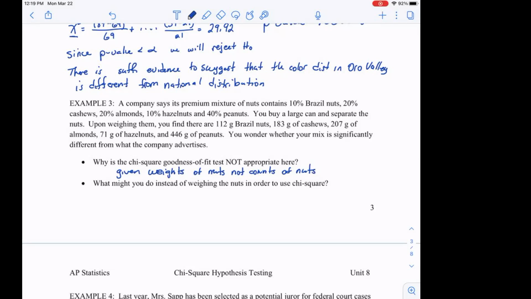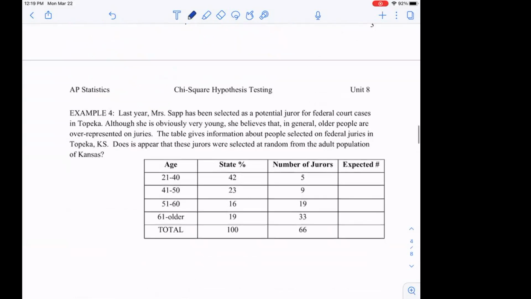What might we do instead of weighing the nuts to use chi-squared? Well, obviously then we would count the nuts. So I don't know. You might be able to do some type of matched pairs t-test with this. It didn't quite fall into nice neatness as far as we want to do a mean, and it's not means, so it has some other issues there.